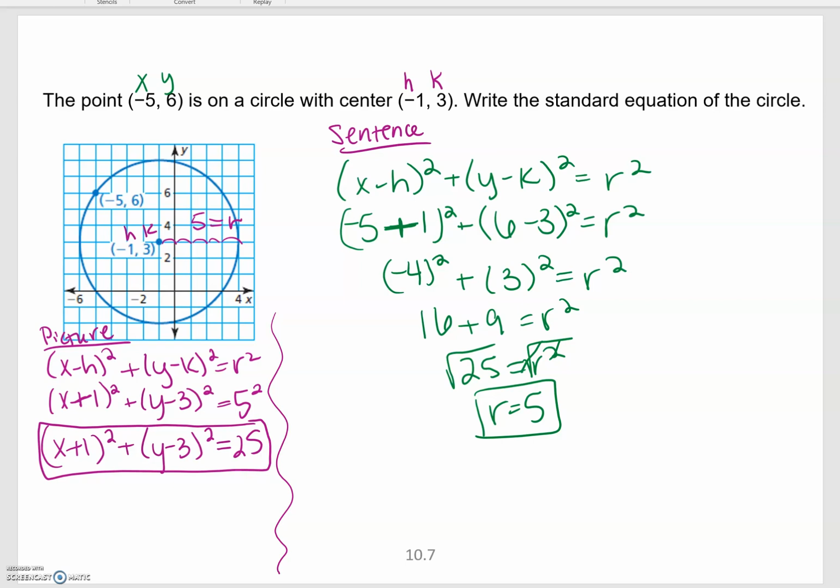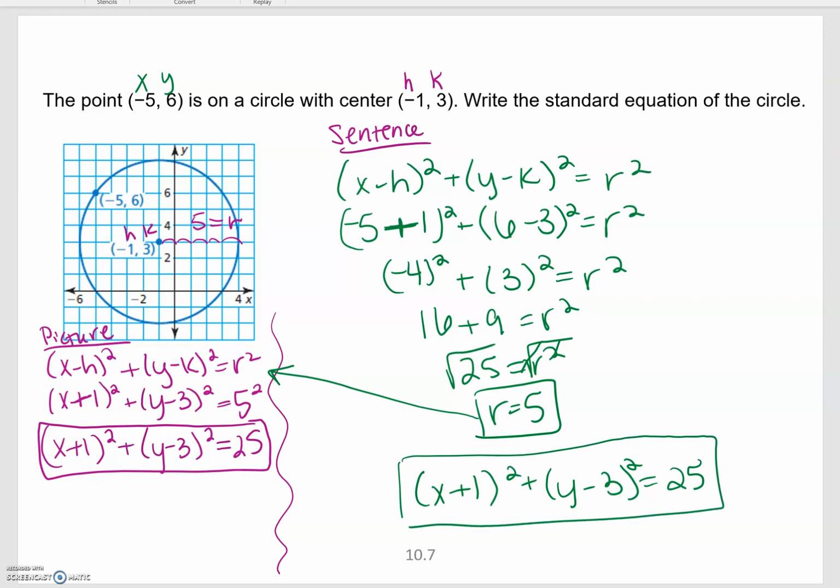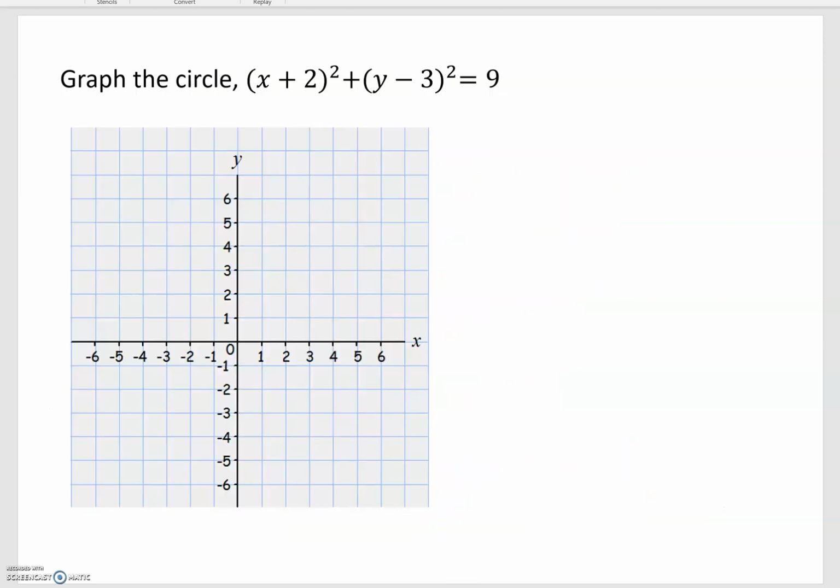Okay, so this is how you'd figure out what your radius is if you just had the sentence. Then of course you plug it back in and you end up with the same equation that we did before. Remember that the r squared is what goes on that side of the equation, so we do have 25 there. Okay, so a couple different options, one with the picture, one without the picture. The next thing that we're going to practice is graphing a circle. So actually being able to identify the information from the equation in order to put it on a graph.